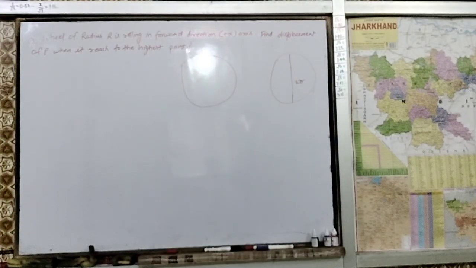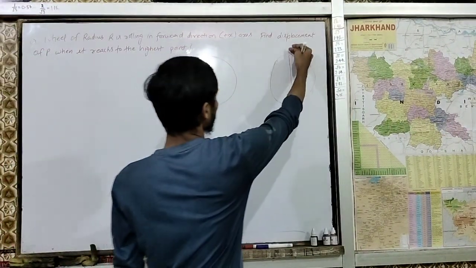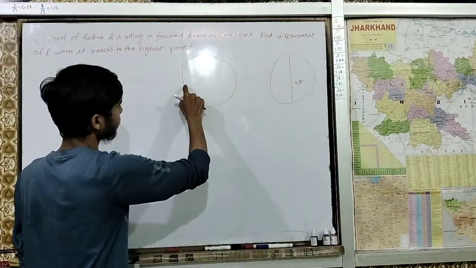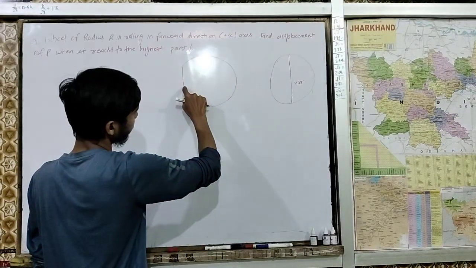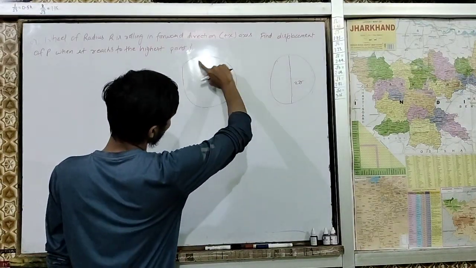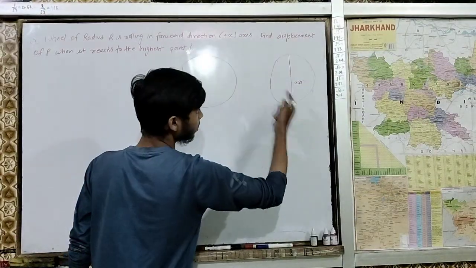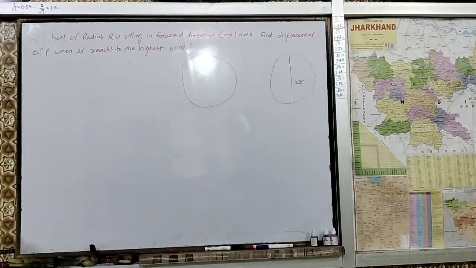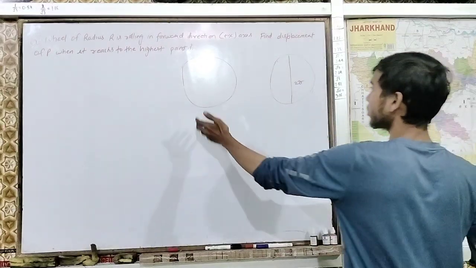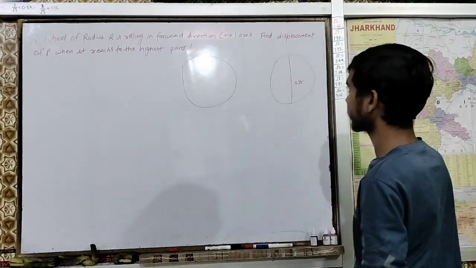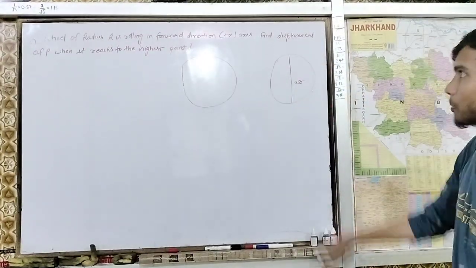When it reaches the highest point, so this will be the highest point. If it starts rolling from here, let's say this is the first point. When it starts rolling, of course this will come like that. This will come into this state when it starts rolling. So when it starts rolling and at the highest point, it will look like that, where the diameter is 2r. This is the highest point.